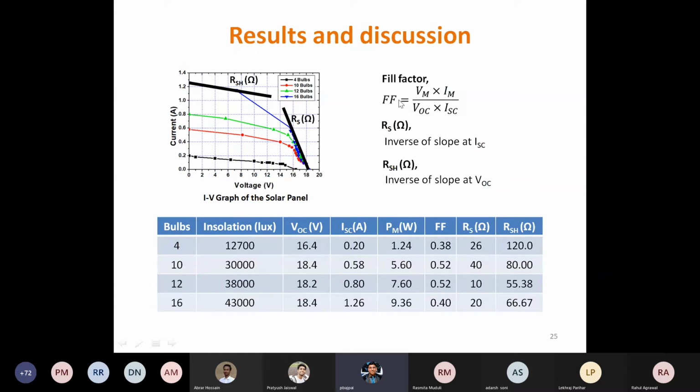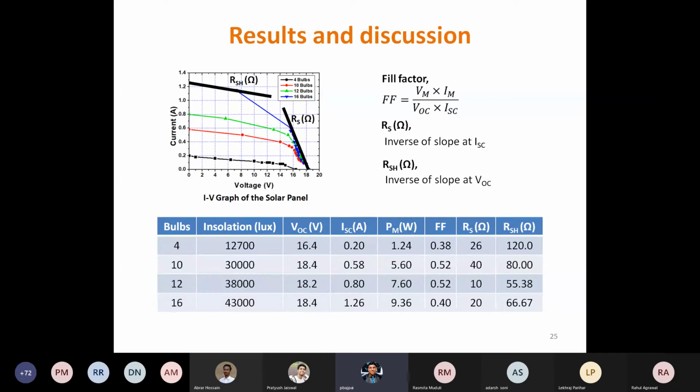So that means how much of the maximum possible area you are filling. The maximum possible area is VOC into ISC. A crystalline cell has a very high fill factor, more than 70%, and that is how the fill factor is defined. But it is different from the efficiency. Efficiency is the output upon input. Output is the electrical power output from the solar panel. Input is the solar insolation which is falling on it.